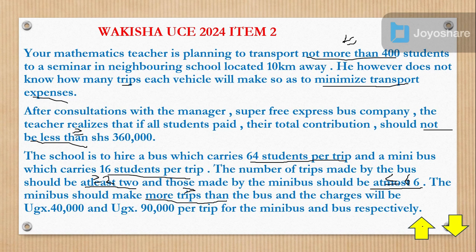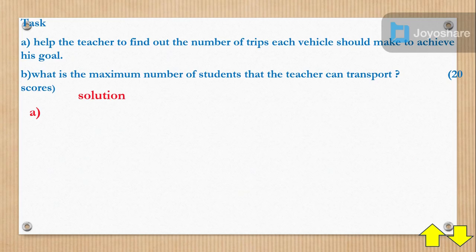And first we are going to say, part A, help the teacher to find out the number of trips each vehicle should make to achieve his goal. Remember, his goal was to minimize the transport costs, so that is his goal. Therefore, part B, what is the maximum number of students that the teacher can transport? We shall be seeing that.